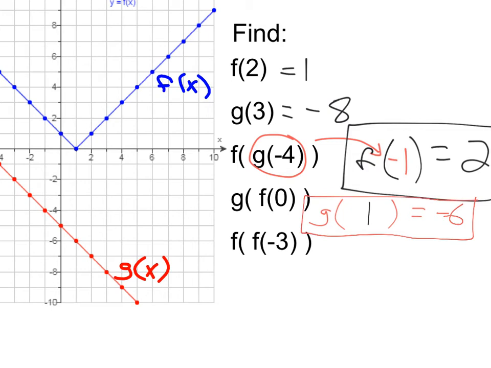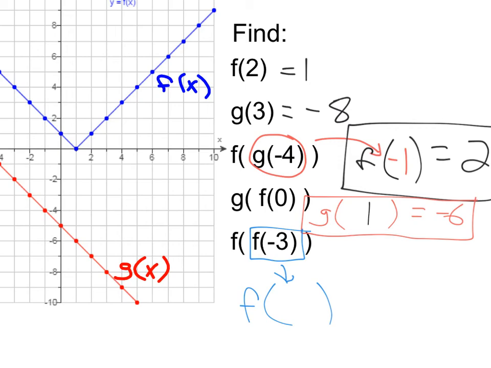Then lastly, f of f of negative 3. You can compose one function into the other. You can compose a function into itself. That's technically legal. It's going to behave the exact same way. So first, let's figure out what is f of negative 3, and then we'll evaluate accordingly.